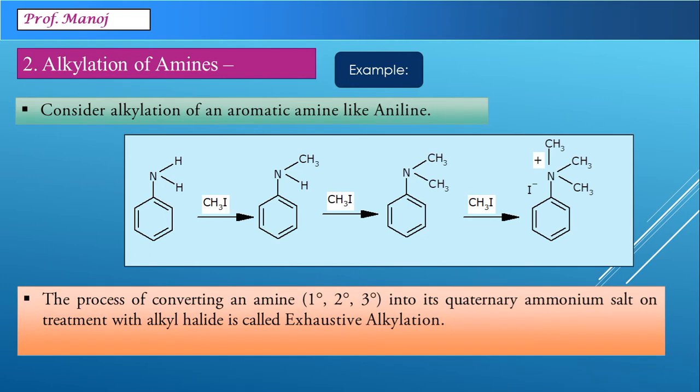The process of converting an amine into quaternary ammonium salt by treatment with alkyl halide is called exhaustive alkylation. When the alkyl group is specifically methyl, it is called exhaustive methylation.